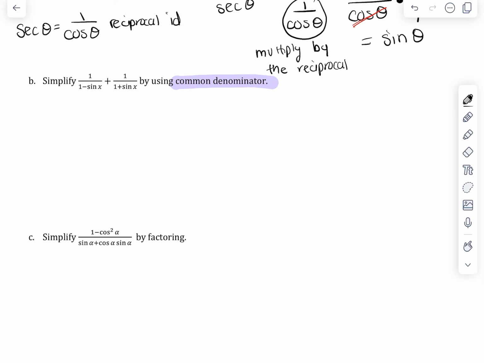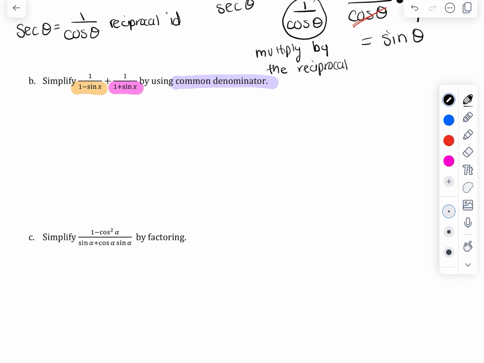So I'm going to try to highlight it. In the first fraction, this is my denominator, and in my second fraction, this is my denominator. So what I need to do is a common denominator, where I multiply the orange version to the second fraction, and I multiply the pink version to the first fraction.